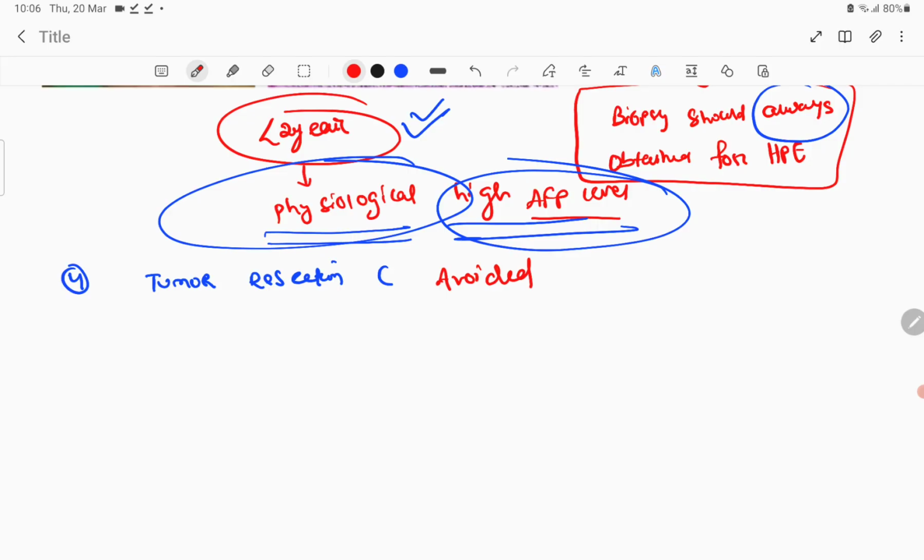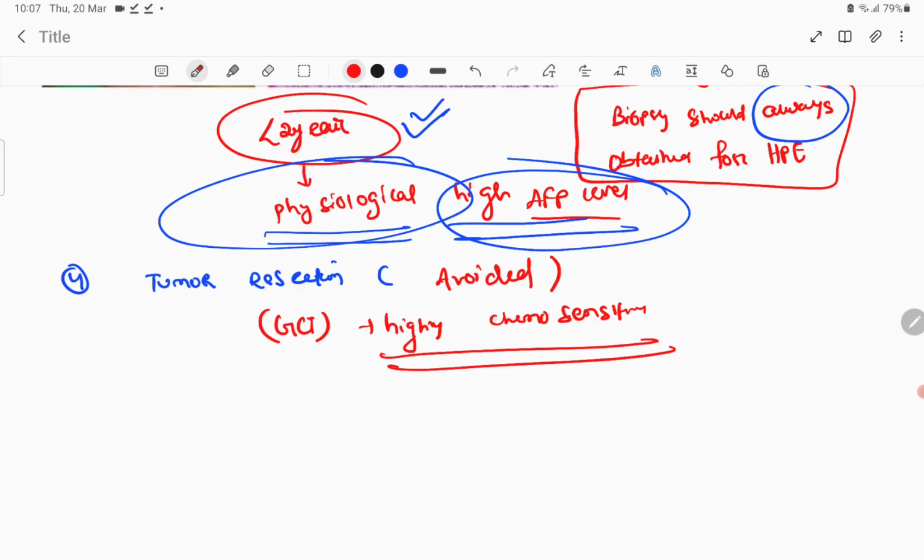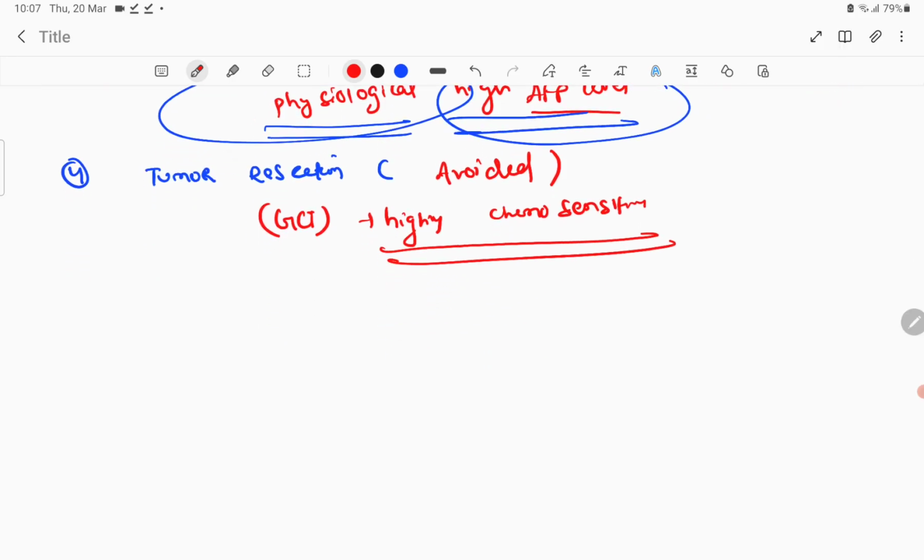Why should you avoid tumor resection? Because in young age you should not do such a high risk surgery. So you go for chemotherapy, because you know the germ cell tumor is highly chemosensitive. So at diagnosis, initial tumor resection should be avoided, and you should go for chemotherapy, because germ cell tumor is very chemosensitive.